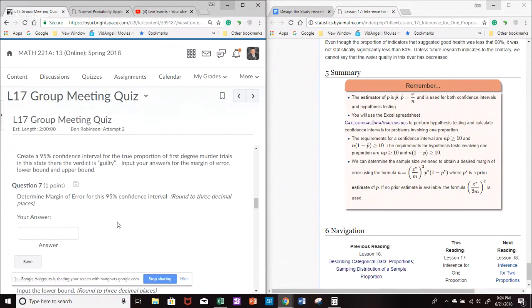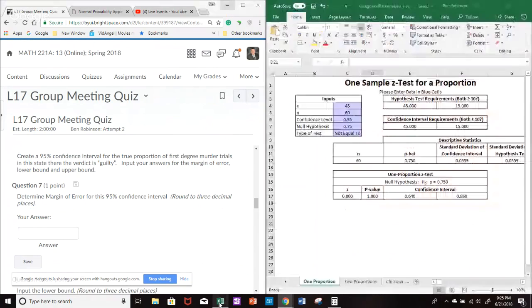Create a 95% confidence interval for the true proportion of first-degree murder trials in this state where the verdict is guilty. Input your answer for the margin of error, lower bound and upper bound. Determine the margin of error for this 95% confidence interval. Okay, here is where we use one sample test for a proportion. So the 95 confidence interval is there. We just need to change the X and the N, right?